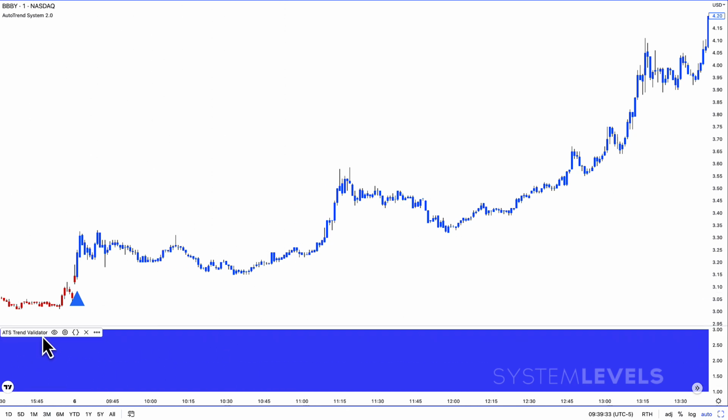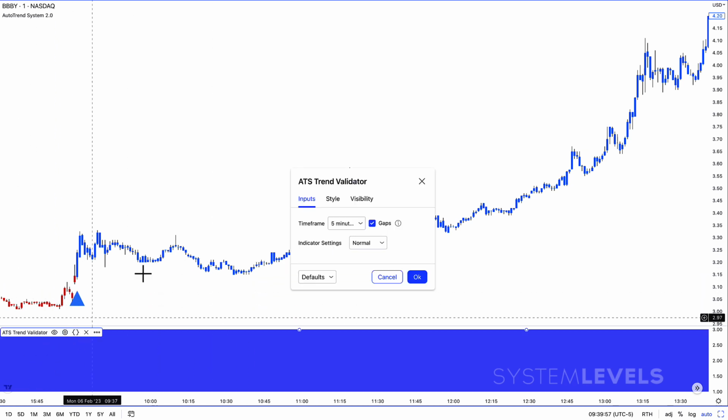The ATS Trend Validator displays the trend of the same stock that you have on your chart, but of a higher time frame. So for example, here I have a chart of BBBY, Bed Bath and Beyond, 1-minute chart. And right here, down here, I'm displaying the AutoTrend system of a higher time frame, to be specific, of the 5 minute chart, right? 1 minute chart on my chart, and 5 minutes on the trend validator.